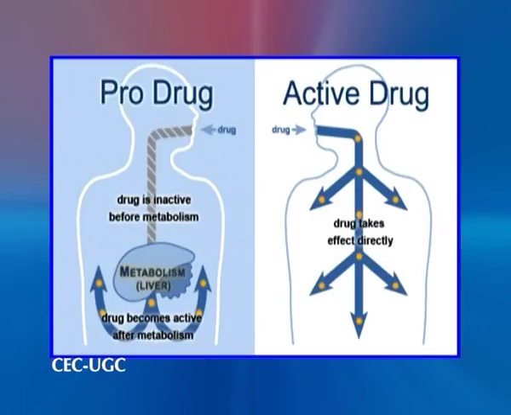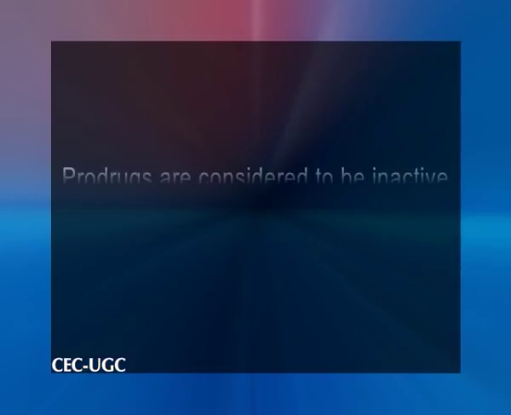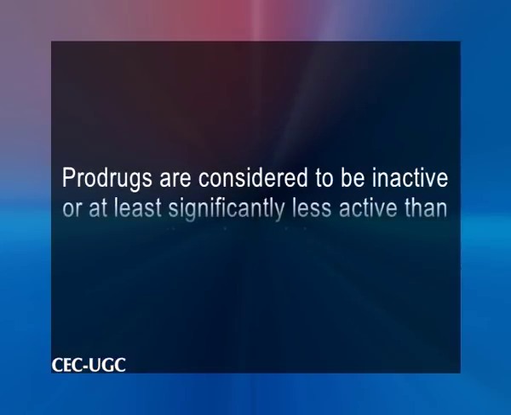Prodrugs are masked forms of active drugs that are designed to be activated after an enzymatic or chemical reaction once they have been administered into the body. Prodrugs are considered to be inactive or at least significantly less active than the released drugs. Therefore, salts of active agents and drugs whose metabolites contribute to the overall pharmacological response are not included in this definition.